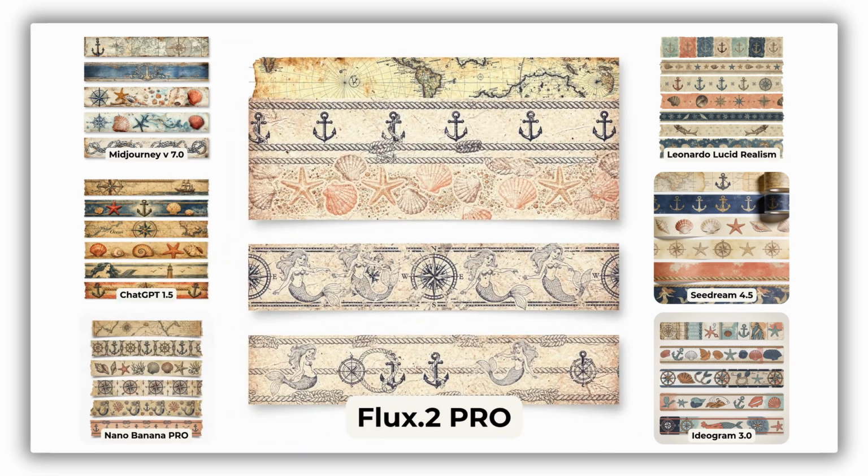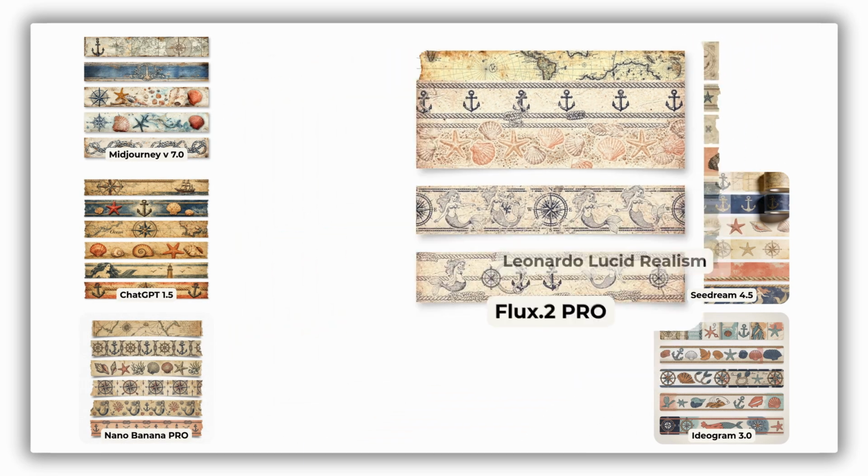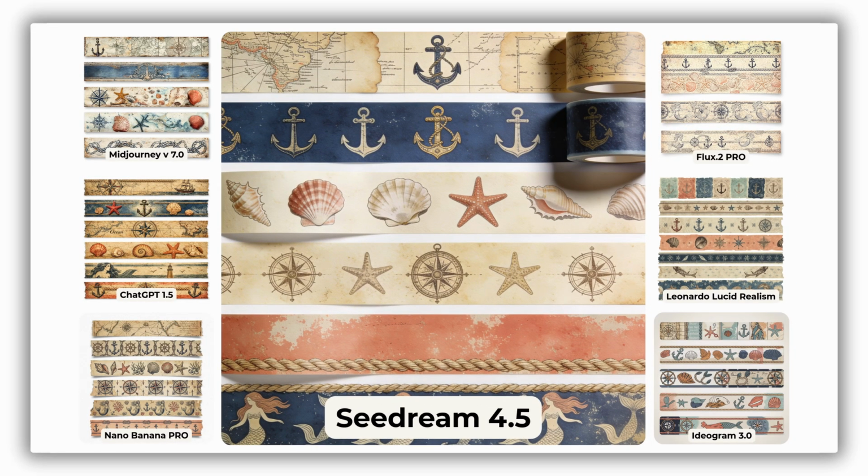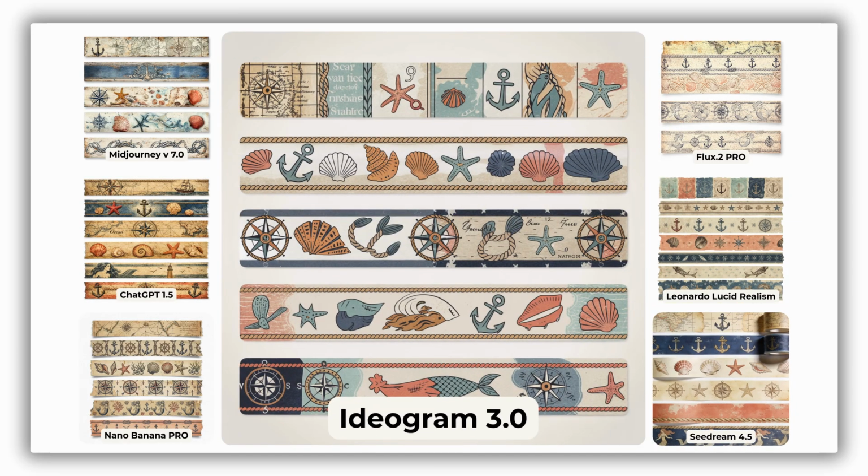Flux didn't create all the strips as separate elements, and Seedream added too much realism, though that might be fixable with some prompt adjustments. And unfortunately, not all AI tools can count to 6, since the task specifically asked for 6 strips.